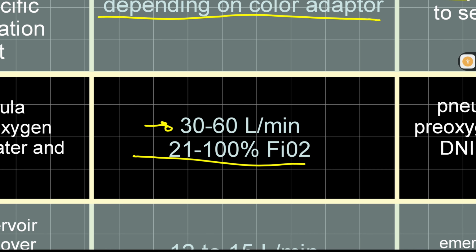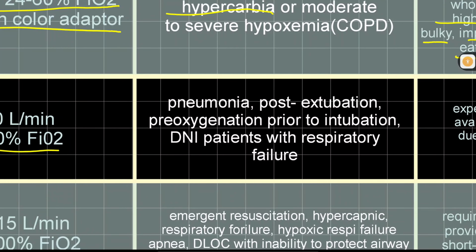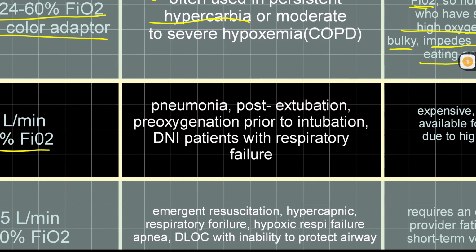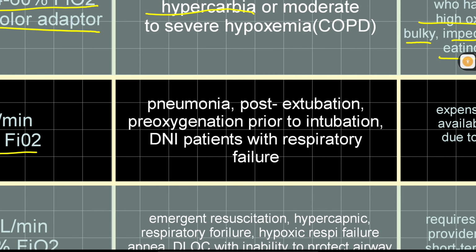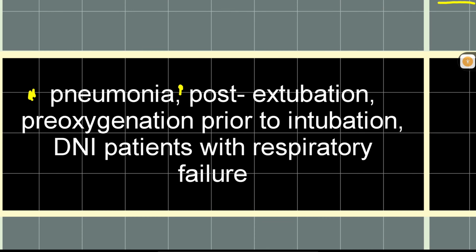Oxygen-wise, you can expect to have 21 to 100% FiO2. Now, what are the indications? In which patients are you expecting to use a high-flow nasal cannula? For patients in the worst case scenario, those with pneumonia that is not getting better, severe pneumonia, post-extubation, pre-oxygenation prior to intubation, and for those patients who sign DNI, meaning do not intubate.